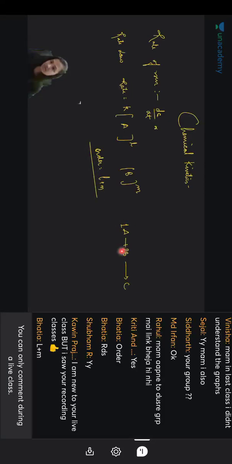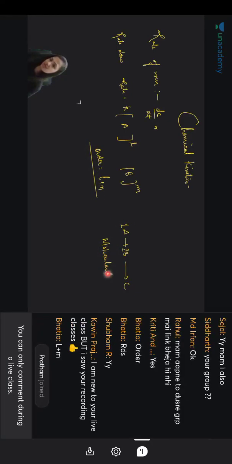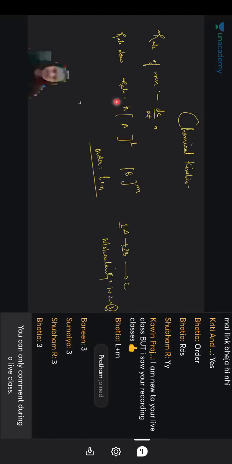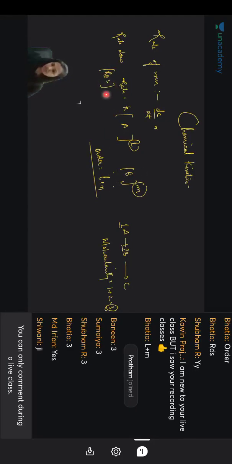And if I say that this is 1A and this is 2B, so molecularity is equal to 1 plus 2, that is 3, right? So this is molecularity, and this is the order. That is, l plus m is the order, because this depends upon the rate determining step, that is the mechanism. This rate law is coming from the mechanism that we know.